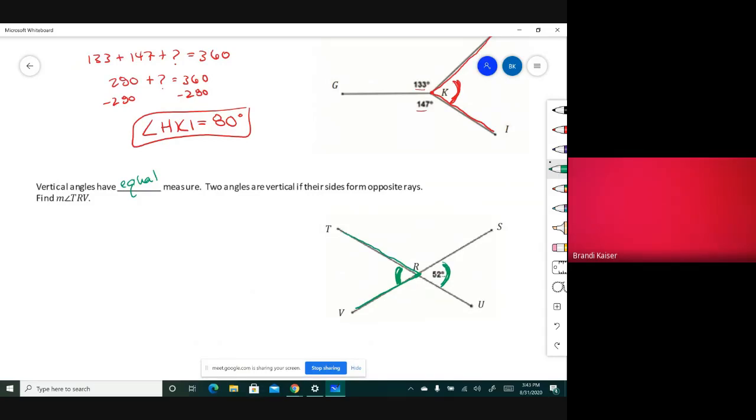Based on my information up here, vertical angles have equal measure. Therefore, angle TRV would have to equal angle SRU, which is 52 degrees. So that's the rule for vertical angles. If you have a vertical pair, then they're always the same measurement. All right.